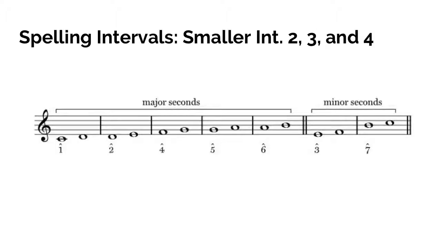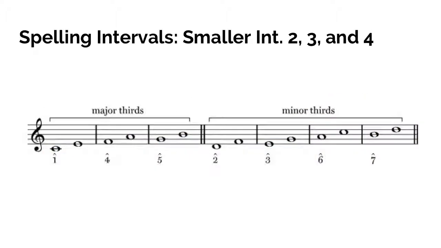So these are all the major seconds built on the scale degrees 1, 2, 3, 4, 5, 6 of the major scale. So between C and D is a major second, D and E. So 1 and 2, 2 and 3, 4 and 5, 5 and 6, 6 and 7. Those are all major seconds, or whole steps. Whole steps are also called major seconds. And then between 3 and 4 and 7 and 8, or 7 and 1, those are the half steps or minor seconds.